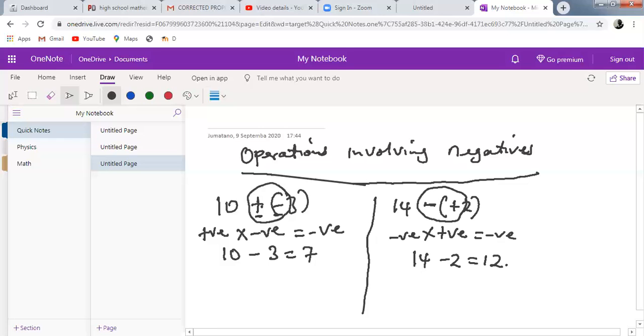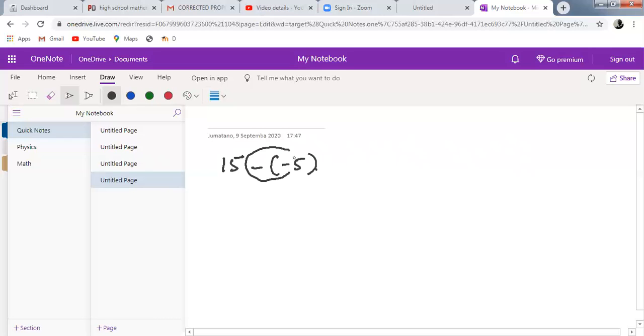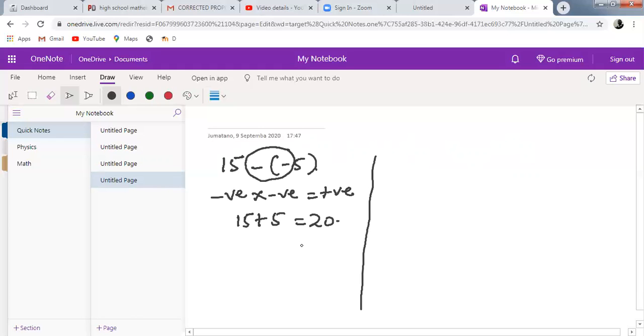We can go ahead and look at another scenario. What about if you are given 15 minus negative 5? You have these two signs following each other here. What you need to know is that whenever a negative is being followed by another negative, the answer is positive. So instead of having negative, negative, we can have 15 plus 5, which will give us 20.